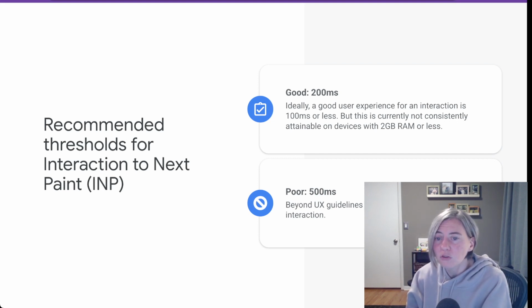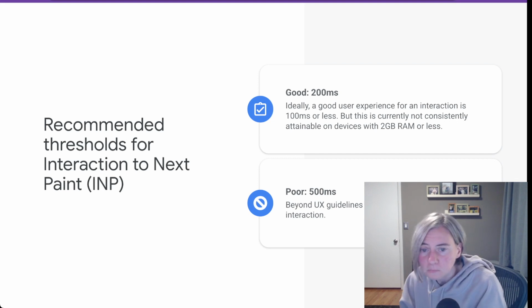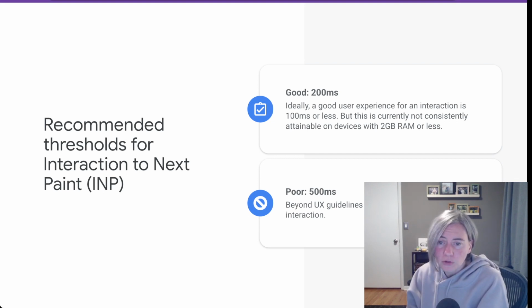But we also take a second factor into account when setting thresholds for metrics: achievability. When we looked into what's possible on the web today, we found that devices with 2 gigabytes of RAM or less are not consistently able to respond to user input within 100 milliseconds, even on sites that perform very well otherwise. Accounting for achievability on low-end devices, we came to a threshold of 200 milliseconds for good INP and 500 milliseconds for poor. Of course, if your users are on faster devices, we do recommend optimizing to that 100 millisecond threshold.